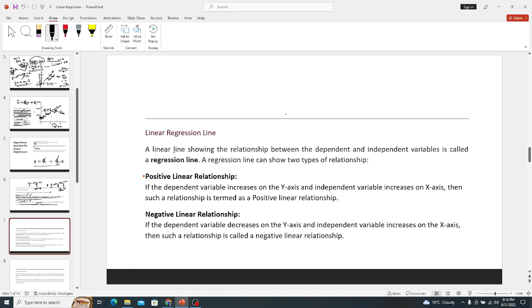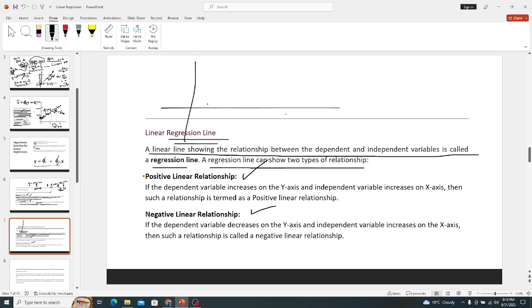Good. Now, what about the regression line? Remember, the regression line is like the line of best fit. We can have two lines of best fit, one showing a positive linear relationship and another showing a negative linear relationship. A linear line showing the relationship between the dependent and the independent variable is called a regression line. A regression line can show two types of relationship: either a positive relationship or a negative relationship. Let me just give you the examples. So we have this and we have this.